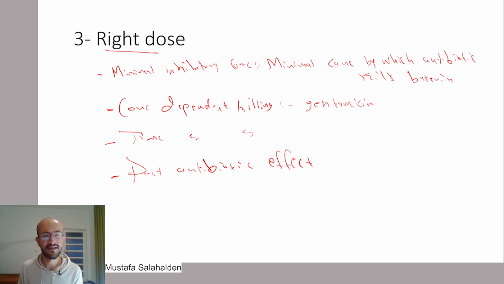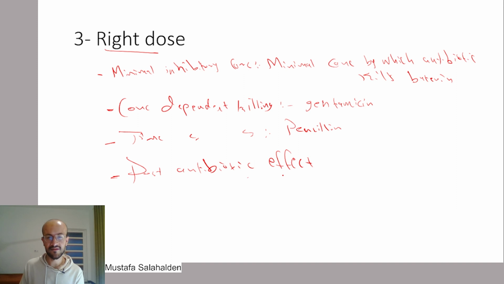Now for the time dependent killing, the antibiotic kills the bacteria while being available in the plasma for longer time. And of course it would be available at a level which is higher than the minimal inhibitory concentration. But the more time it is available in the plasma, the more bacteria it kills. An example for that would be penicillin. And that's why penicillin is dosed 4 times a day, every 6 hours, because the longer the penicillin is in the plasma, the more bacteria it would kill.